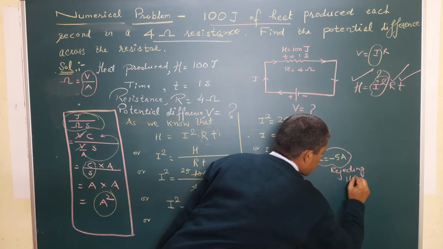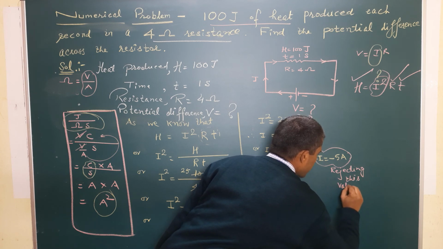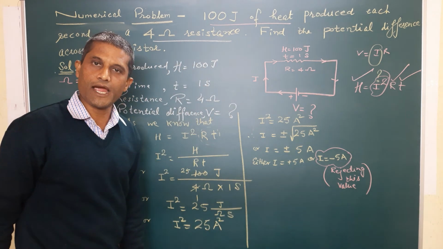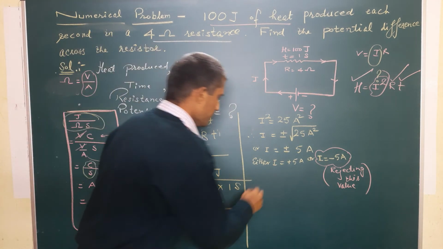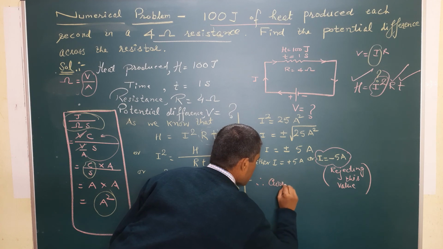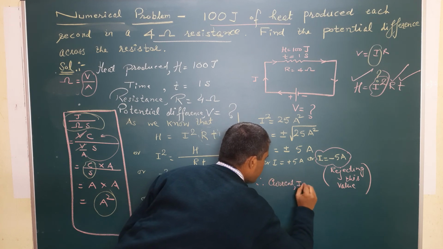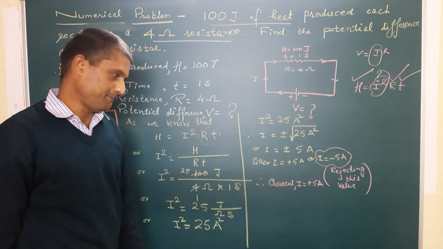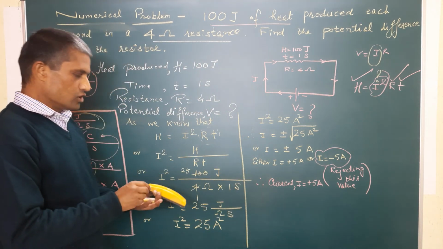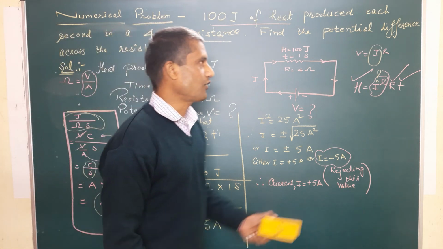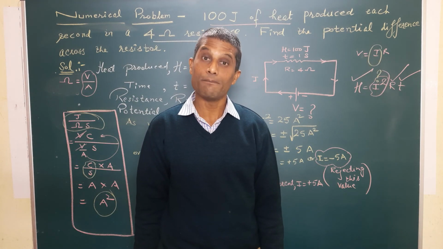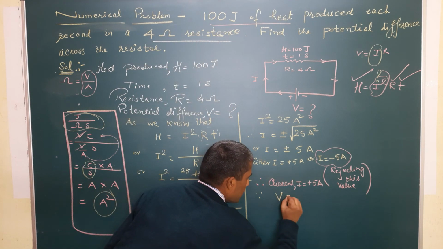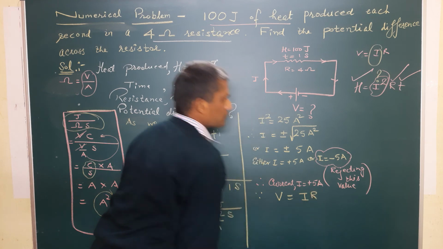Rejecting this value, since current can't be negative, therefore current I is equal to plus 5 ampere, or simply 5 ampere. That's the current. So once we know the value of current, now we are in a position to find the voltage. Since we know that V is equal to IR, time has come to find the voltage.